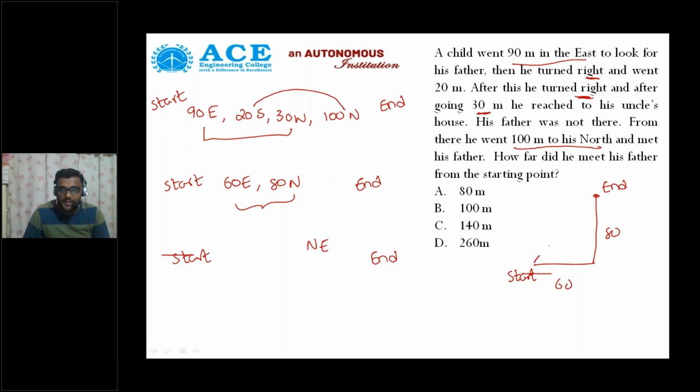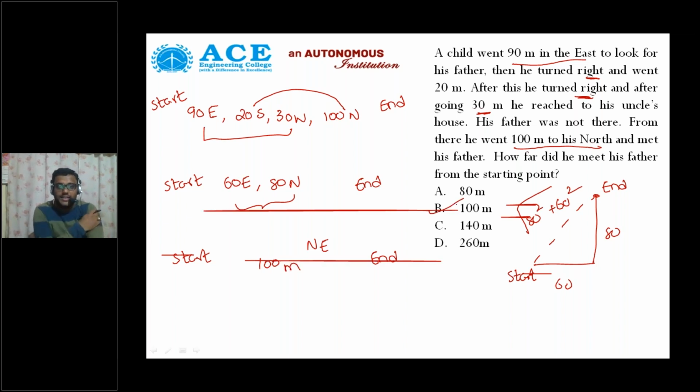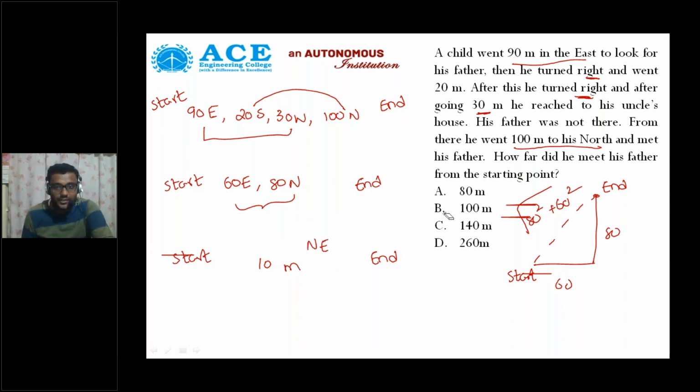Distance means shortest path. This is like a right angle triangle. So you can use root of 80 square plus 60 square. 100 is the distance, 100 meters northeast. If they ask distance, it's 100 meters. If they ask direction, at what direction you are, you have to go ahead with northeast. If the question is about direction, you just mention northeast. If it is distance, 100 meters is the distance.